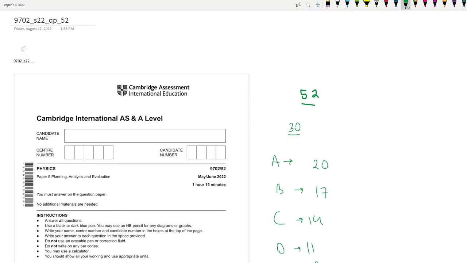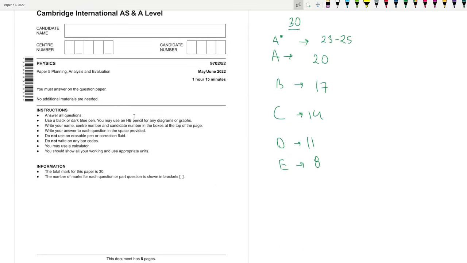So U is probably at around 4 and A star is probably at around 23 to 25, approximately. We don't know for sure, but it's around 23 to 25 if you want an A star. That isn't usually shown in the threshold, but the combined one is shown down below. All right, so let's begin.